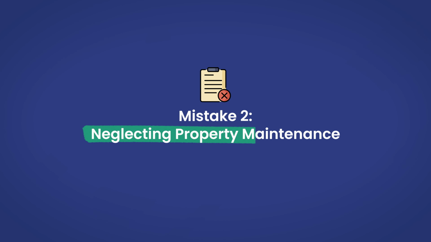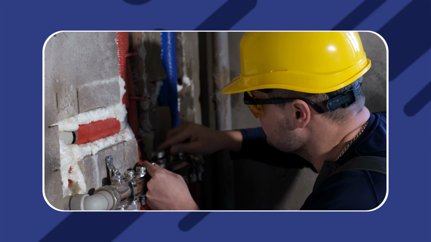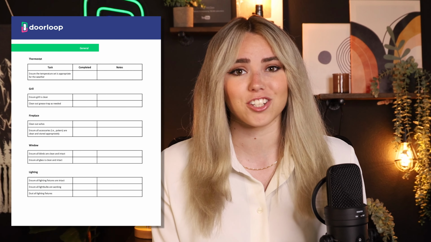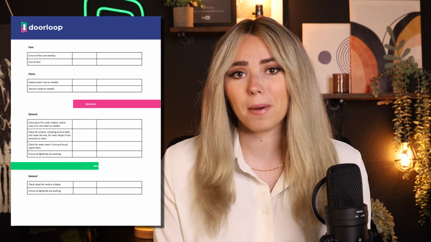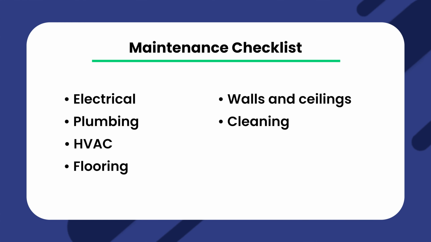Mistake number 2 is neglecting property maintenance. Property maintenance is crucial to keeping tenants happy and avoiding costly repairs in the long run. You want to address any issues promptly and conduct regular inspections to catch any potential problems early on. We even suggest having a maintenance plan and checklist. But no matter which way you decide to go about it, you want to make sure that all of these areas are covered: electrical, plumbing, HVAC, flooring, walls and ceilings, cleaning, and appliances.